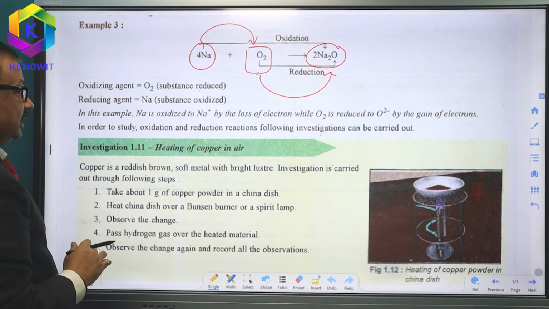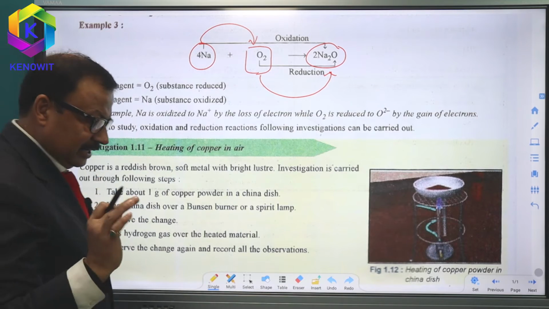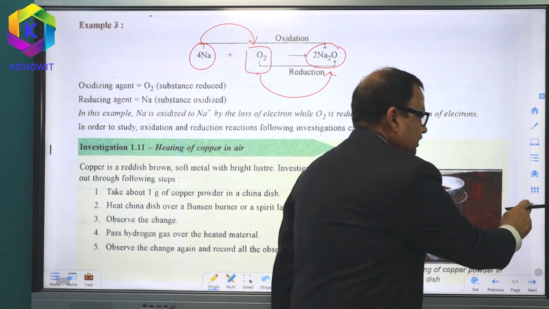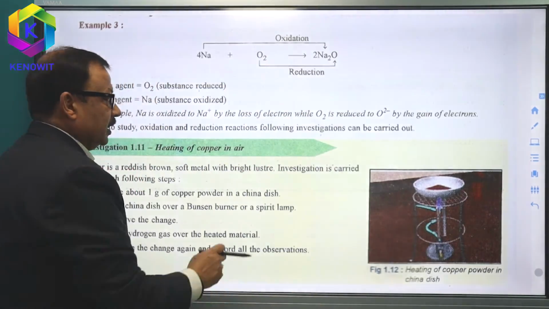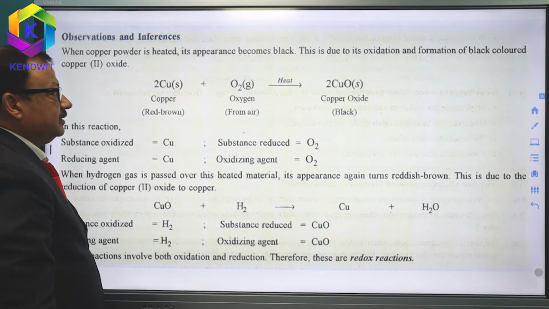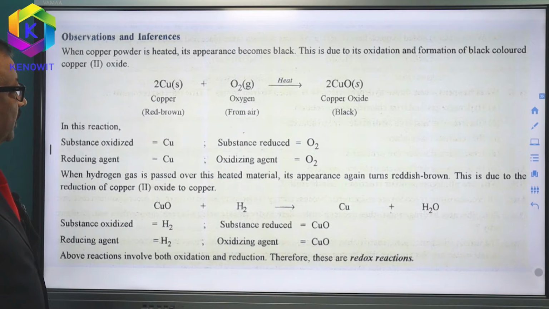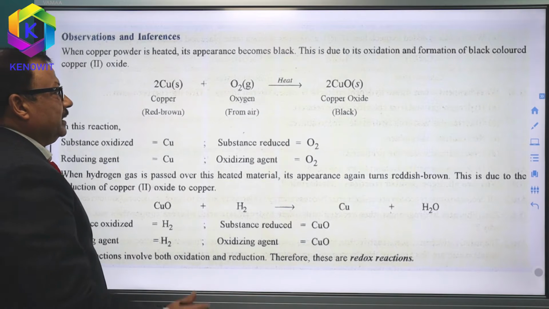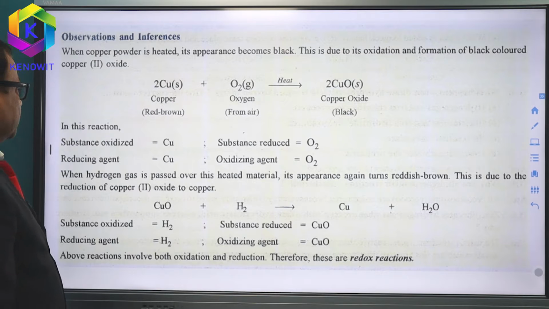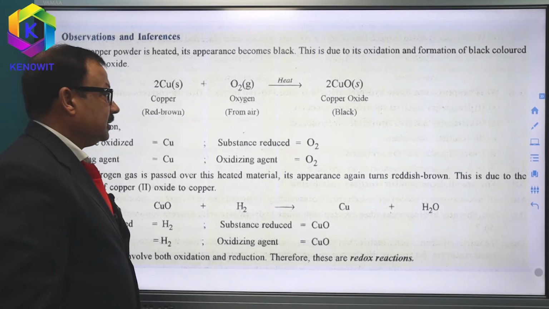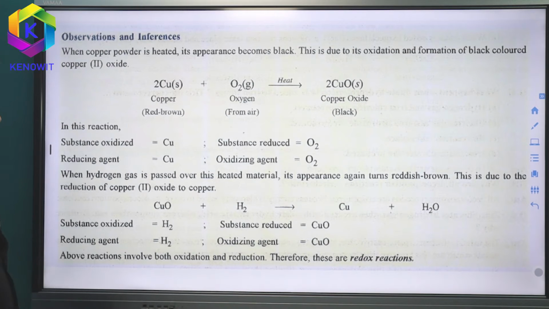In the investigation, heating of copper in air. So a very simple investigation. When copper combines with oxygen, what will happen? Copper oxide is formed, and formation of copper oxide indicates addition of oxygen. So copper, a red brown substance, combines with oxygen from air, and when copper is heated, copper oxide is formed, which is black in color. So copper is oxidized and the reducing agent is copper. Oxygen is reduced and the oxidizing agent is oxygen.